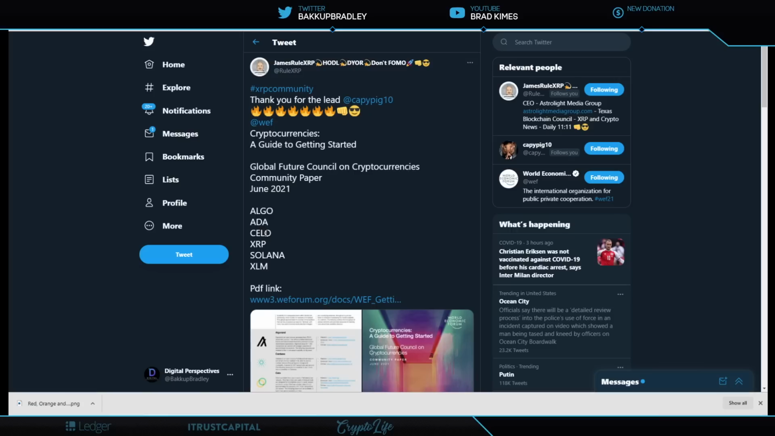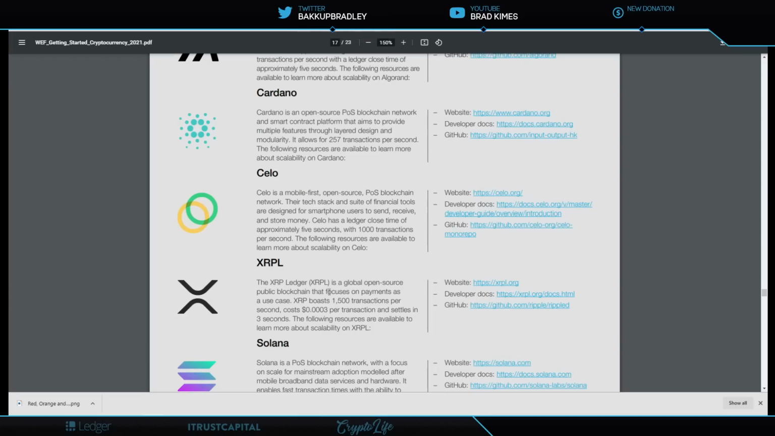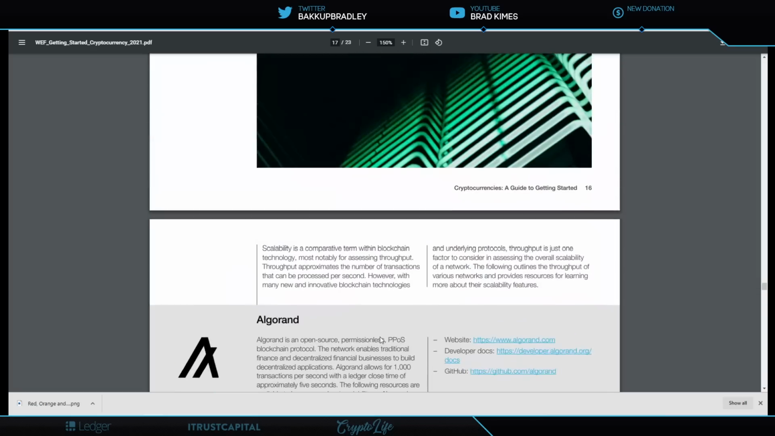Algo, ADA, CELO, XRP, Solana, and XLM are all cited in the World Economic Forum document. And here's XRP cited out of that list. The XRP Ledger is a global open source public blockchain that focuses on payments use cases. XRP boasts 1,500 transactions per second, and it only costs 400 thousandths of a cent, I believe, per transaction, and settles in 3 seconds. Follow the resources available to learn more about the scalability of the XRP Ledger, and it gives the other tokens' layouts as well.